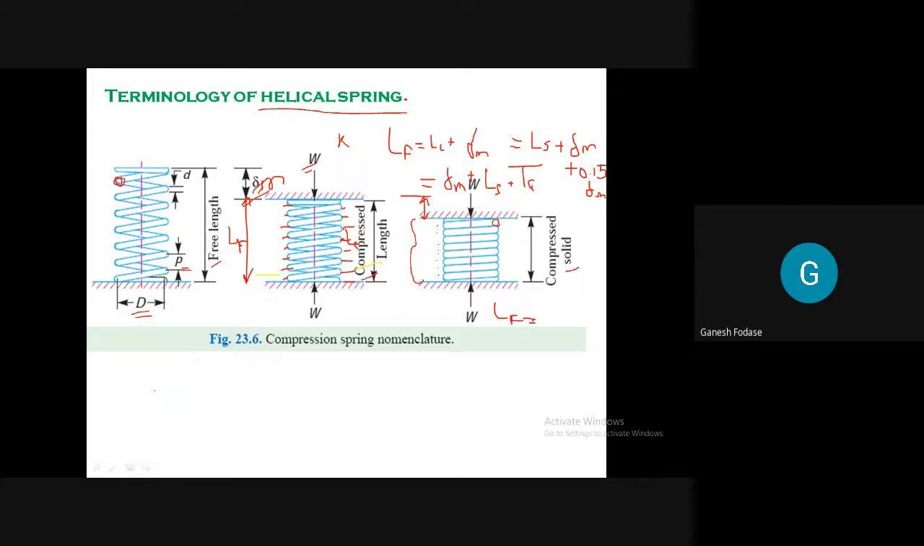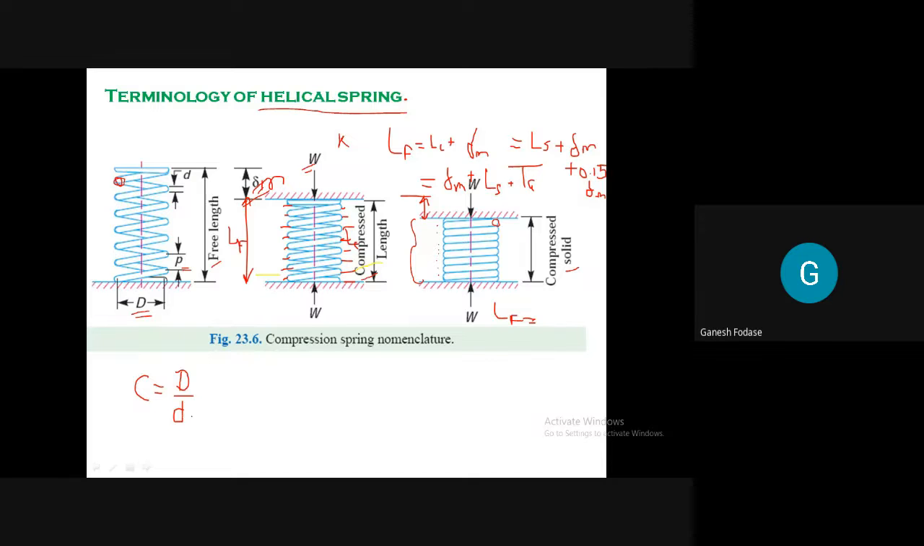So based on this, there is one important term called the spring index, used for spring design, and spring index is denoted by capital C, and capital C is equal to capital D over small d. What is capital D? I just told you. Sir, mean coil diameter. It is the mean coil diameter.